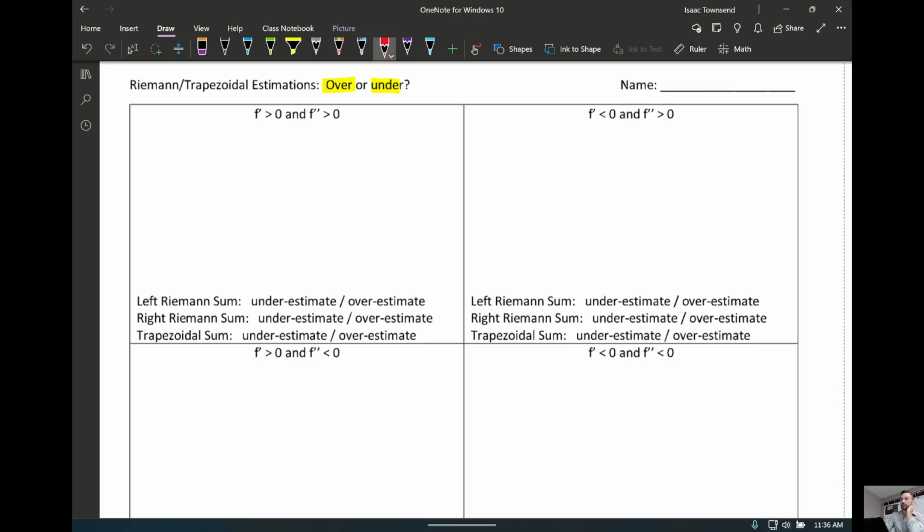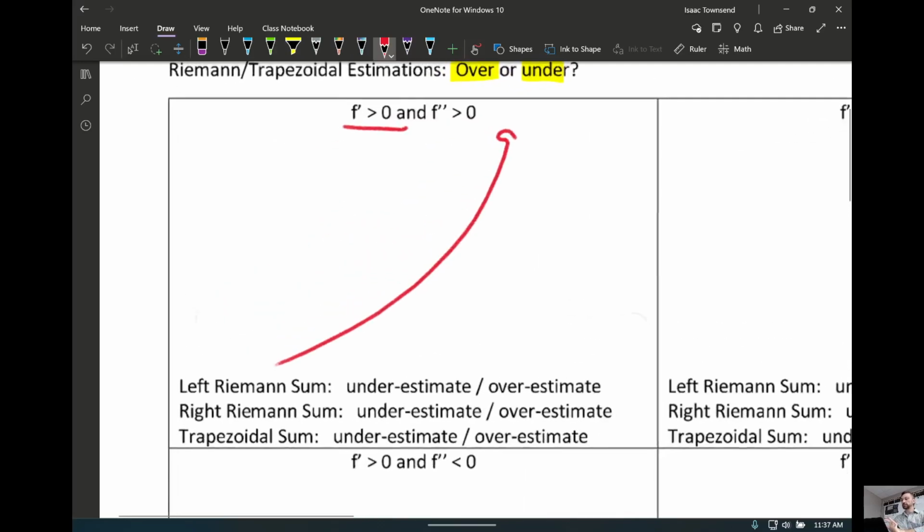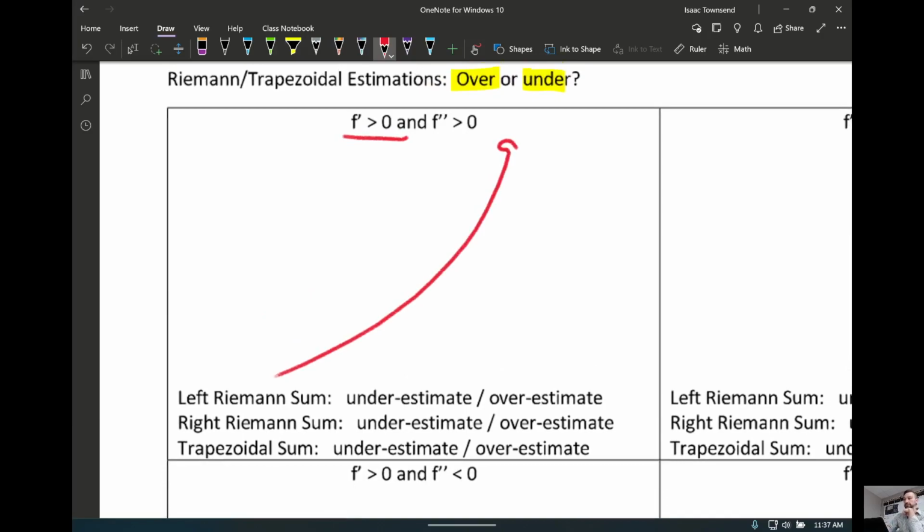So, for the first one, let's make a function that looks like this: increasing, concave up. And I guess you could memorize all of these, but what I'm hoping that you get out of these 4 examples is that if you make a quick sketch based on its concavity and based on its increasing, decreasing, answering whether it's an underestimate or an overestimate, you can just make a couple quick examples and see.